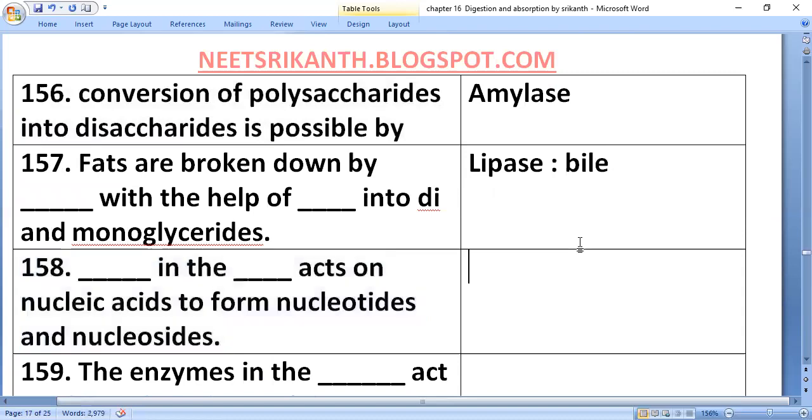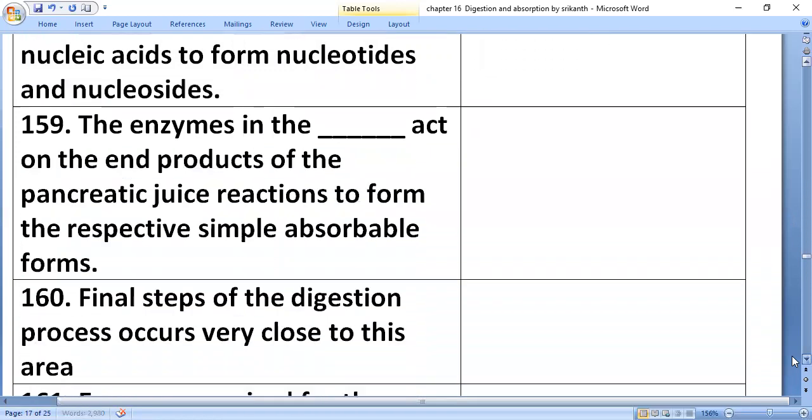Nucleases in the pancreatic juice act on nucleic acid to form nucleotides and nucleosides. Enzymes of the succus entericus, or intestinal juice, act on the end products of the pancreatic juice reactions to form the respective simple absorbable forms.